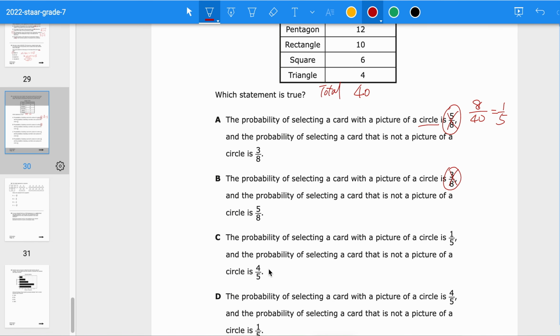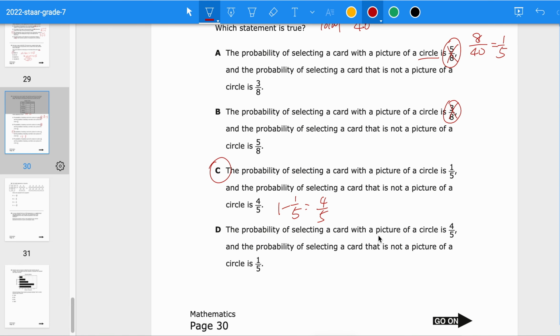Let's take a look at further. So not a circle. If it is a circle, it's 1/5. Not a circle will be 1 minus 1/5. So that is 4/5. So C is correct. We can still double check if D is correct. And again, D, picture of a circle, should be 1/5. So this one is wrong.